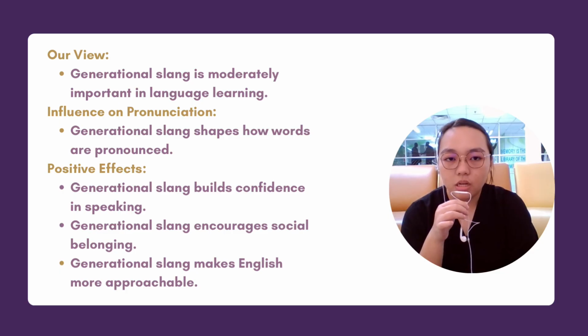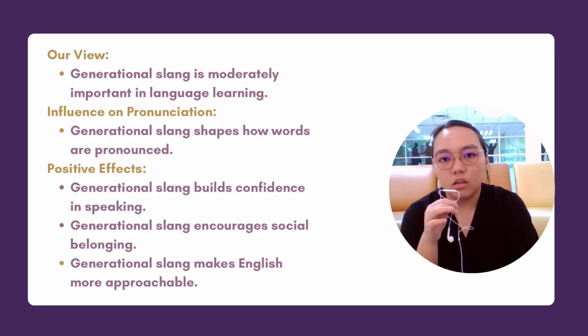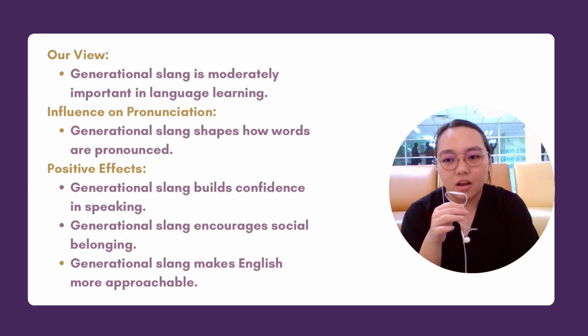So, firstly, we all agreed that generational slang is moderately important in language learning because it helps learners acquire informal language naturally through peers, media, and social interaction. And then the influence on pronunciation: generational slang shapes how words are pronounced. And here I have some examples. The first example is the words leisure and genre. The sound sh may be simplified or replaced with more familiar sounds. For my second example, I want to give an example regarding the word well. Its complex consonant cluster may be simplified in casual speech.